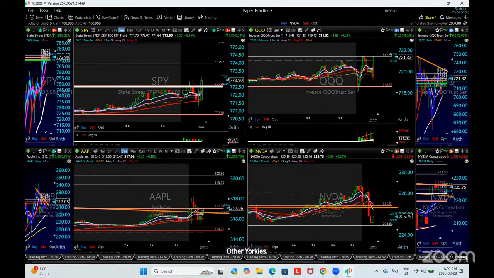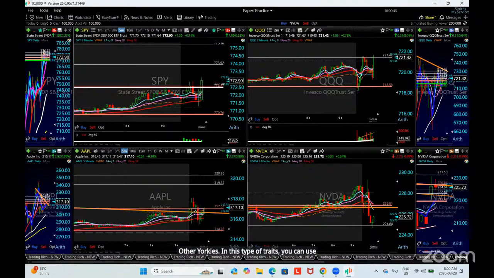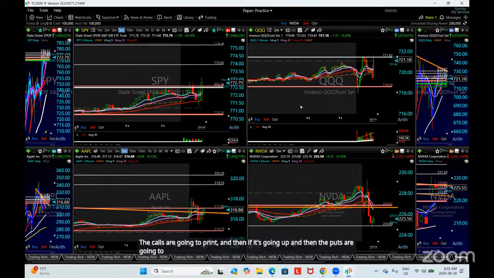In this type of trade, you can use a strategy called a strangle to trade it, right? So if the news comes and it's good, the calls are going to print, and if it's going up, the puts are going to go to zero.